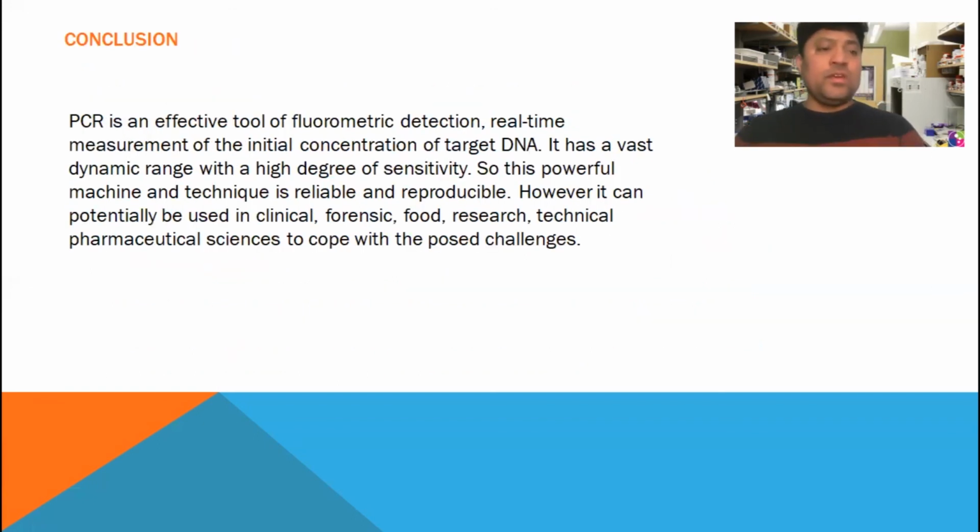So, in conclusion, PCR is an effective tool of fluorometric detection, real-time measurement of initial concentration of targeted DNA. It has a vast dynamic range with high degree of sensitivity. So, this powerful machine and technique is reliable and reproducible. However, it can potentially be used in clinical, forensic, food research, technical, and pharmaceutical science to cope with the challenges.